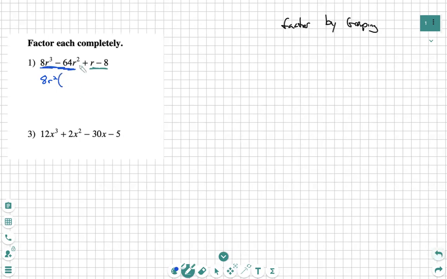Just 1r. That's it. Now we move to the next number. When we take out 8 from 64, only 8 is left. We take out r squared from r squared, there's no more r.